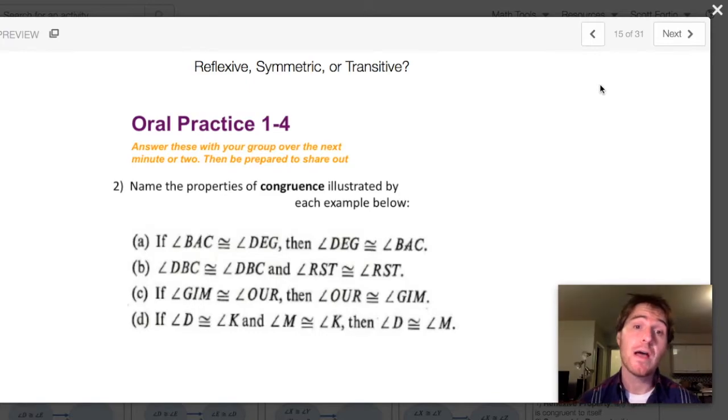Okay. Anyways, just to show you how similar this is to the stuff you've been doing with the properties of equality here in section 1.4, we're just changing it up here to the properties of congruence. Check it out here, properties of congruence. So this is very, very similar problems here: reflexive, symmetric, or transitive.